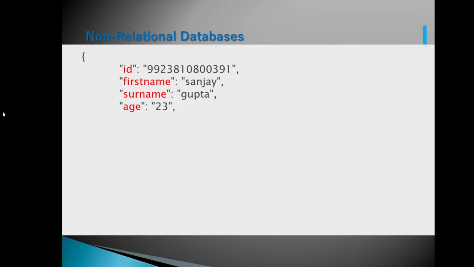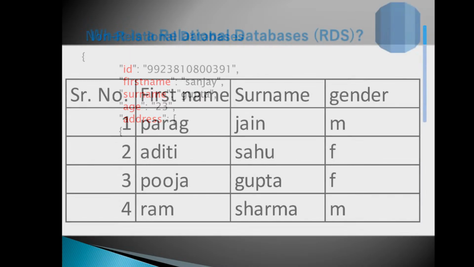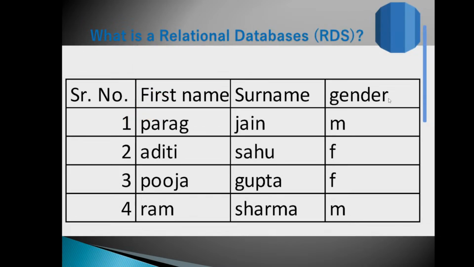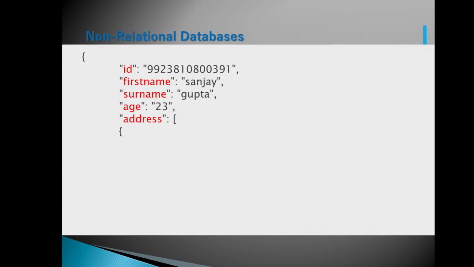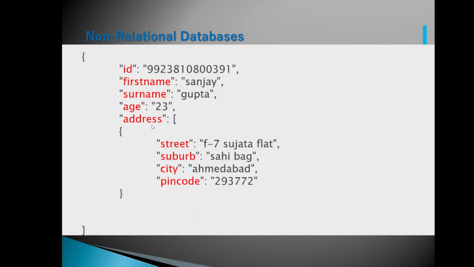Now, you can check in your relational database, there is a header at the top. There is a header: serial number, first name, second name, surname, and gender. Now, in a non-relational, NoSQL database, these field names are written together with your value. ID, this is your roll number or ID. First name, surname, age, address. Now you will say, sir, writing in this way, how will it help you?